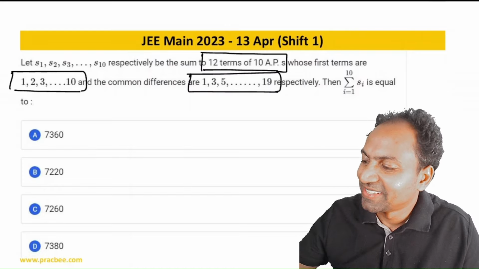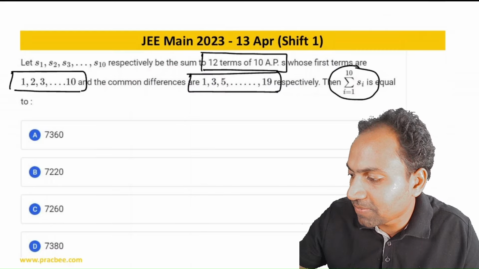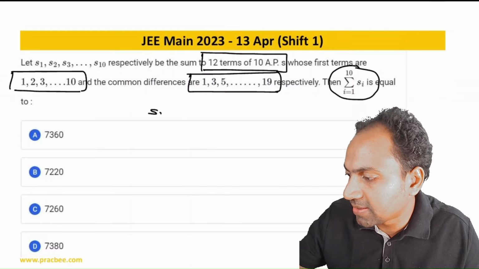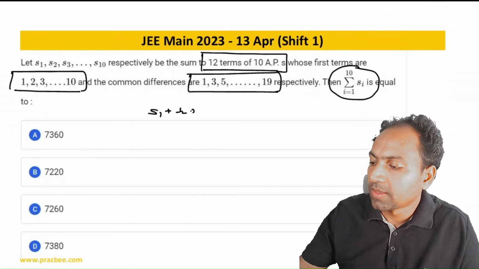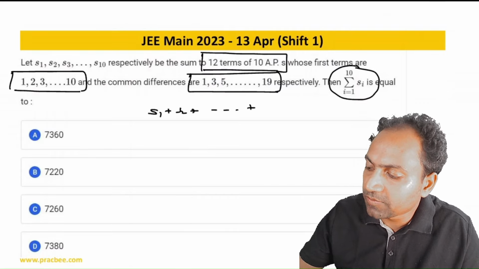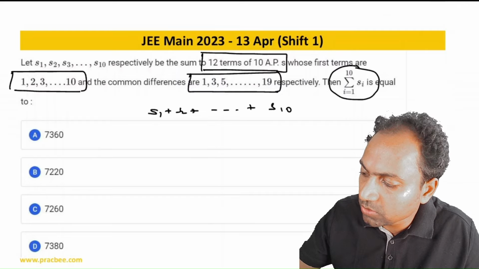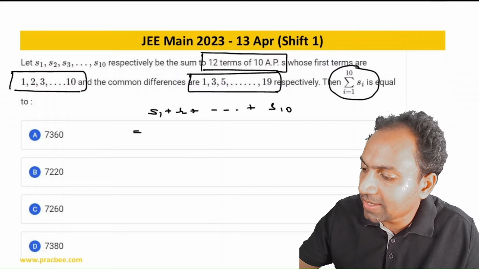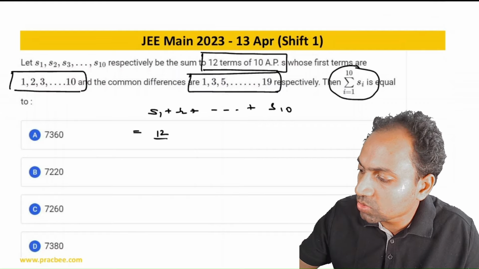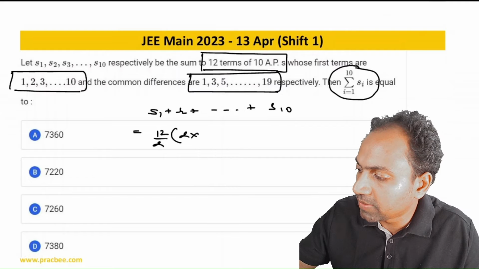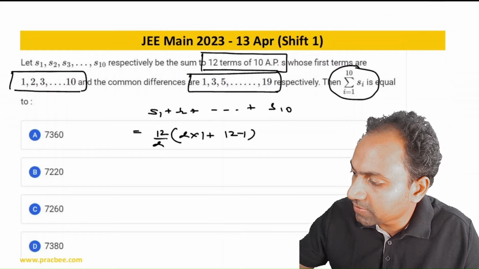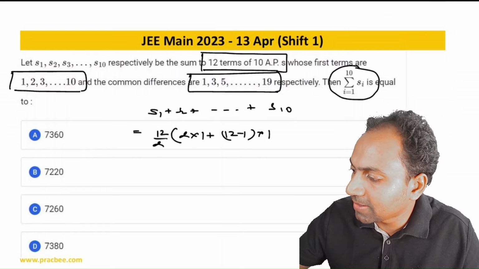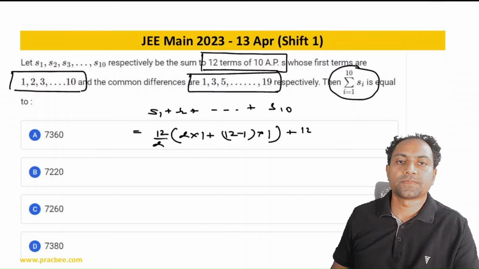If I write it down, it is S1 plus S2 up till S10. This is what this notation means. And if I want to write the value of S1, it would be nothing but n by 2 into twice of A plus (n minus 1) into D, where D is also 1. If I want to write the second term, it will again be 12 by 2 into twice of A, which in place of 1 will be 2, plus (n minus 1) into D, which in this case would be 3, and we can keep on writing like this.